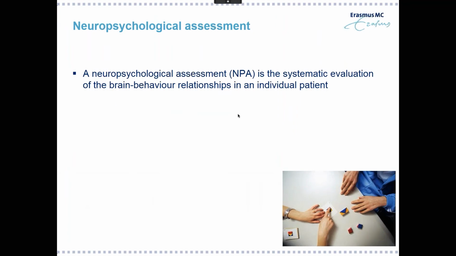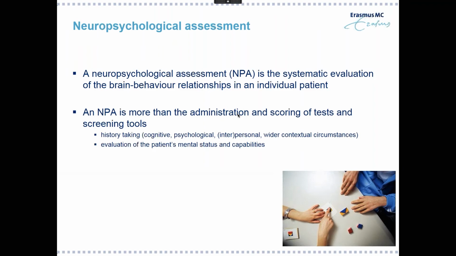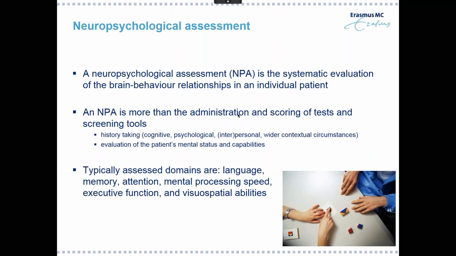A neuropsychological assessment, or NPA, is the systematic evaluation of the brain-behavior relationship in an individual patient. And although the administration and scoring of the tests and screening tools takes up a big part of the neuropsychological assessment, it's more than that. It also includes careful history taking, including the assessment of cognitive, behavioral, and psychological changes, as well as taking personal and contextual circumstances into account. It also includes the evaluation of the patient's mental status and capabilities by means of careful observation. Typically, a neuropsychological assessment takes several cognitive domains into account, including tests for language, memory, attention, mental processing speed, executive function, and visual spatial abilities.